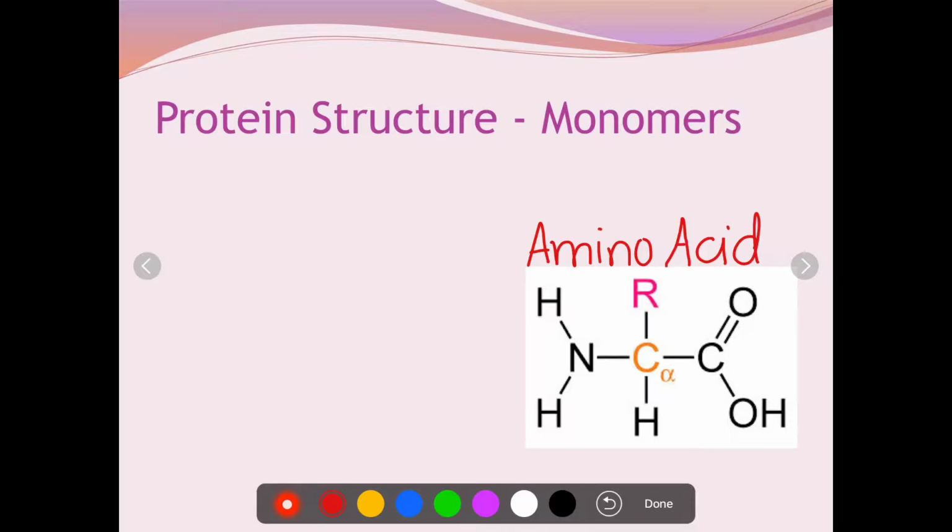Now, we get to see that word alpha again. We saw it with the glucose, alpha glucose. This is completely unrelated. The alpha carbon here is just referring to the middle carbon. And there's going to be 4 things that are located around that alpha carbon.